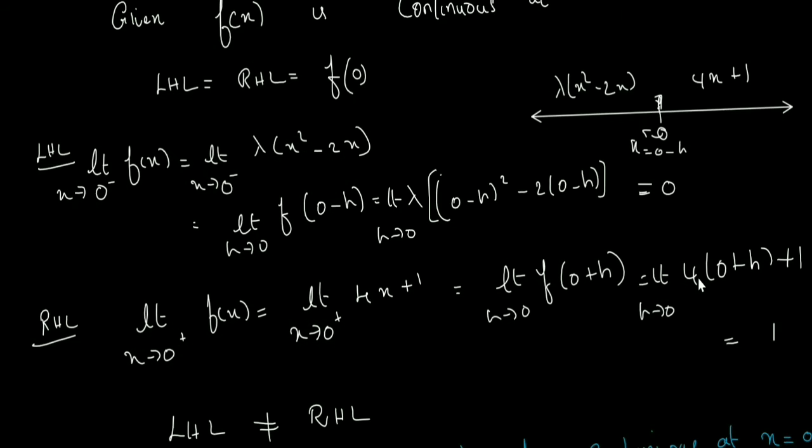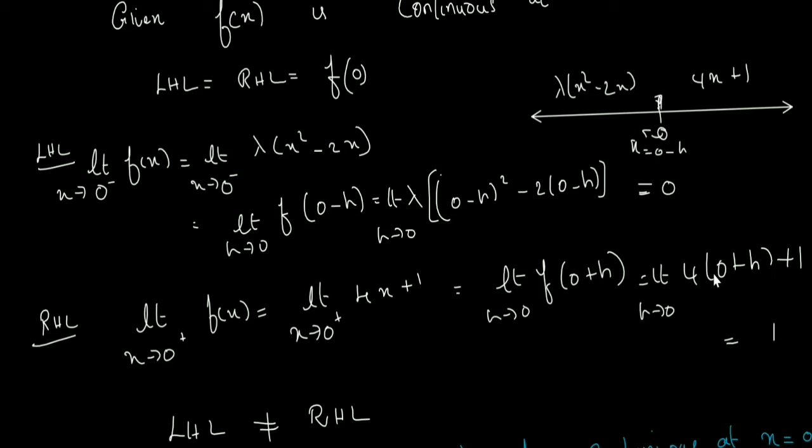Now we move on to the right hand limit. Limit x tends to 0 plus of f of x. Right of 0, the function is 4x plus 1. So limit h tends to 0, f of 0 plus h. You have to replace x by 0 plus h. Put h as 0.